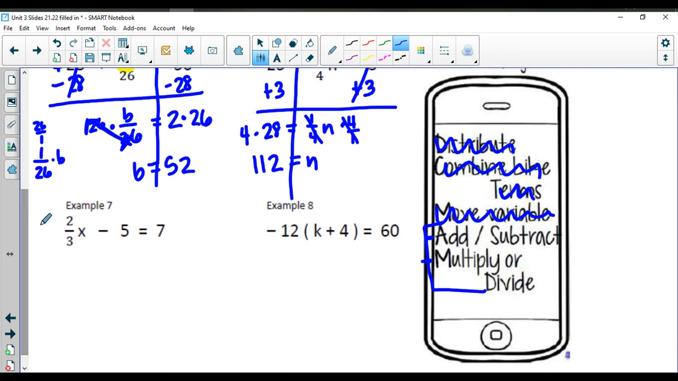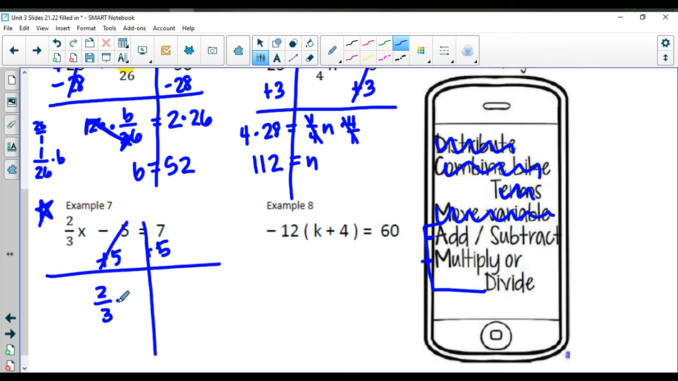I'm going to have you go ahead and try example number 7 then. Drop your line down. Look back at example 6 to see what we did with that fraction that was attached to our variable. So I'm first going to add 5 to both sides. We'll bring down the 2/3 x, and this is going to be equal to 12. Fraction times here, we're multiplying by the reciprocal. X equals 12 divided by 2 is 6, and 6 times 3 is 18.